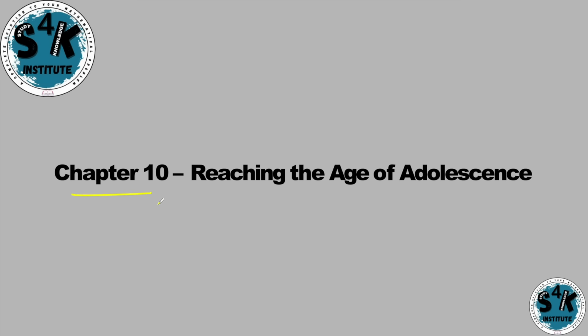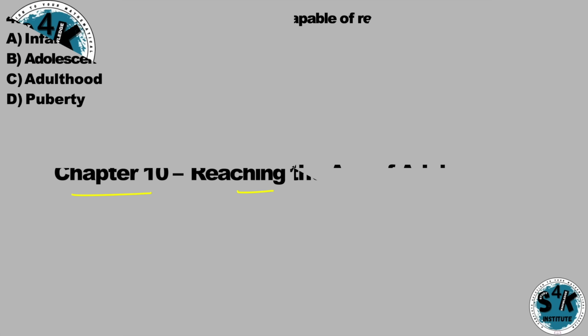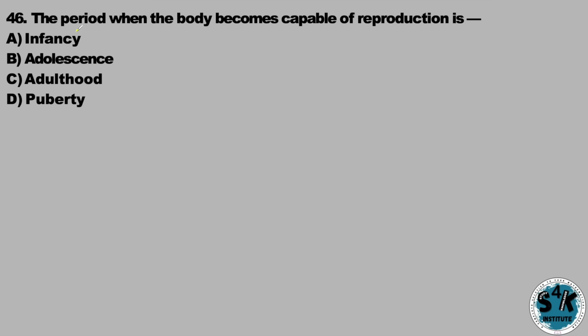Now we have chapter 10, reaching the age of adolescence. The period when the body becomes capable of reproduction is called puberty.